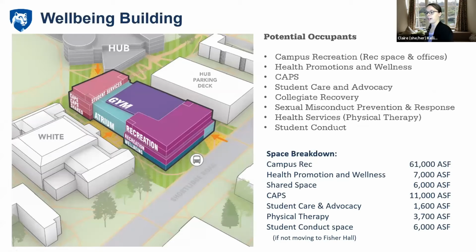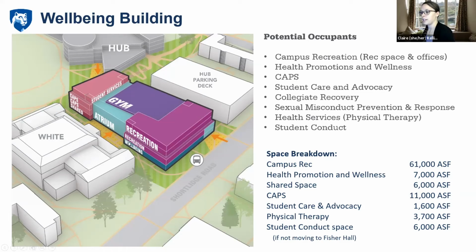So the second project is the WellBeing Building, which would incorporate a lot of new offices, or not new offices. Basically, the goal of the WellBeing Building is to get all of these offices, which are spread across campus right now, into the same space. So they're consolidated in one space. The offices include campus rec, health promotion and wellness, CAPS, student care and advocacy, and others.